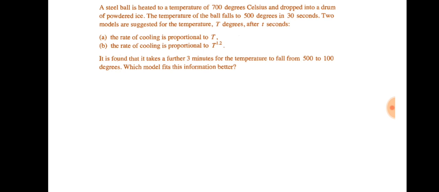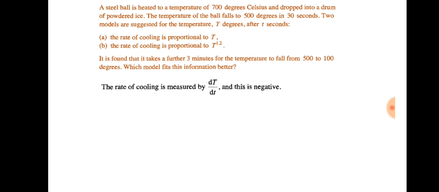A steel ball is heated to a temperature of 700 degrees Celsius and dropped into a drum of powdered ice. The temperature of the ball falls to 500 degrees in 30 seconds. Two models are suggested for the temperature T degrees after t seconds. A: the rate of cooling is proportional to T, and B: the rate of cooling is proportional to T^1.2. It is found that it takes a further 3 minutes for the temperature to fall from 500 to 100 degrees. Which model fits this information better?